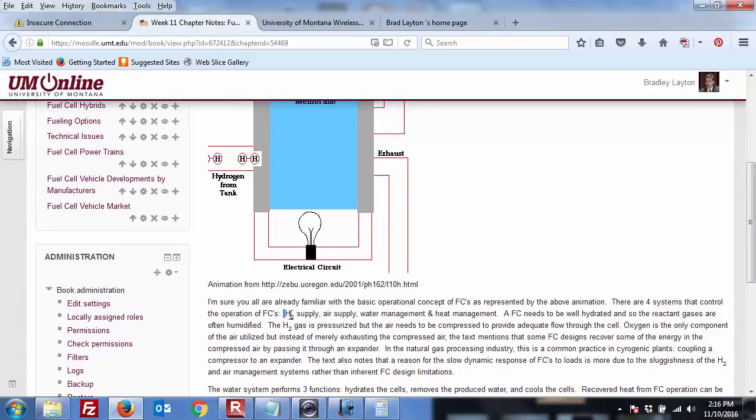So hydrogen supply, air supply or the oxygen, water management coming out, and then heat. So both sides are pressurized. You need some compression to get through there.